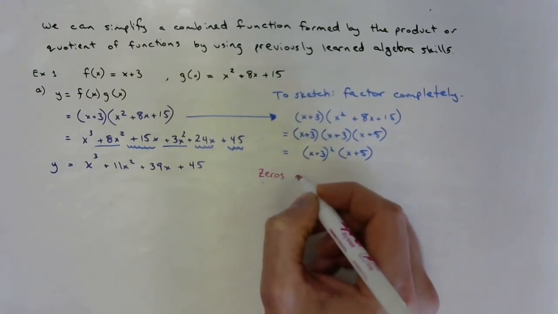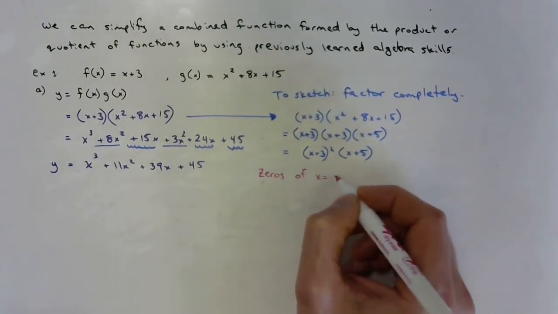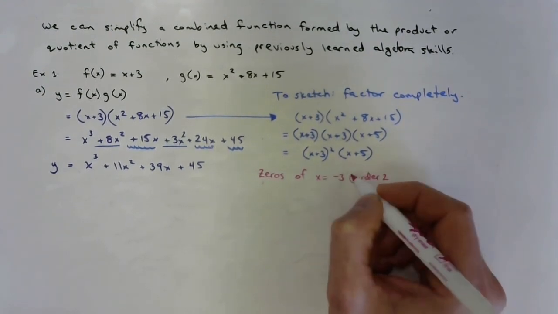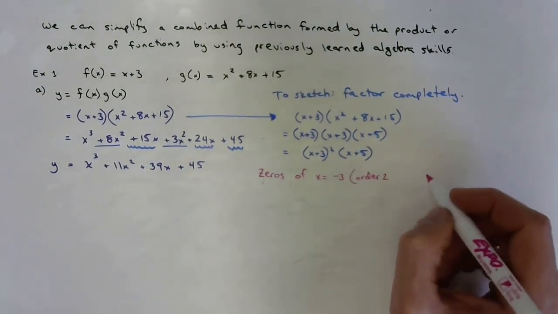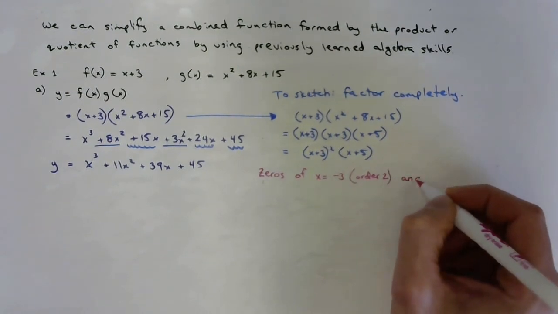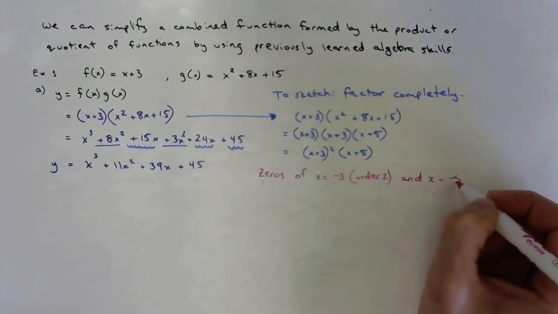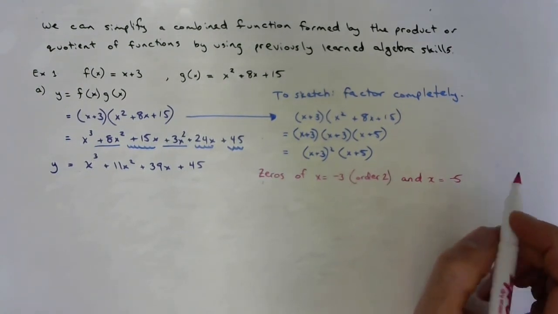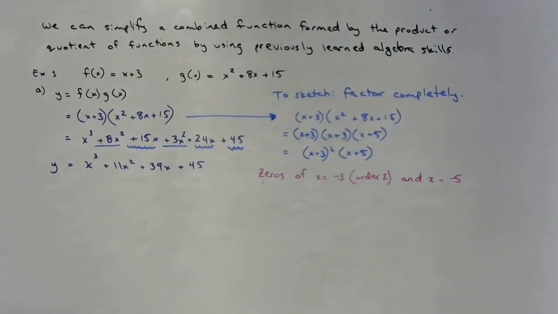Zeros of x equals -3, then in brackets, that's order 2, and x equals -5. And if it's order 1, you don't really need to say anything specifically. So that gives our x-intercepts.